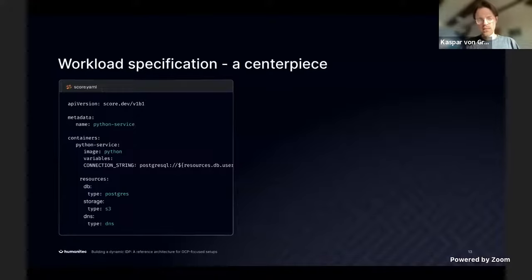What this basically is, is a way for developers to describe in an abstract way what their service needs. So, hey, I have a Python service. It depends on a database of type Postgres, storage of type S3, DNS of type DNS. And then you have a connection string, how that workload connects to the database. And that's pretty much it.